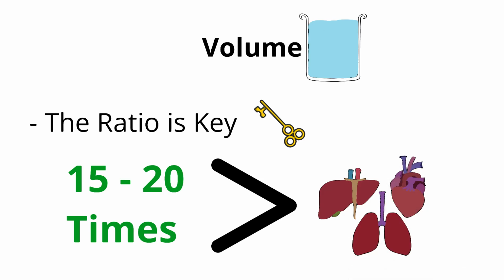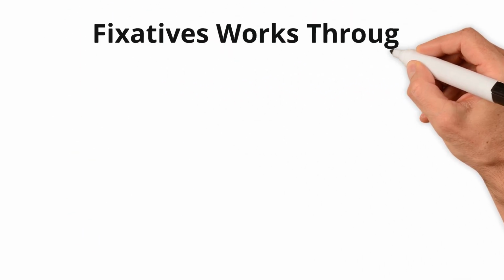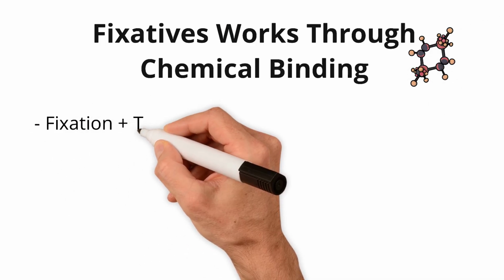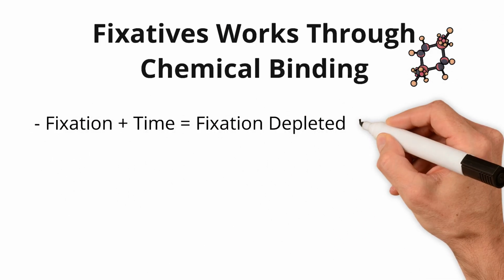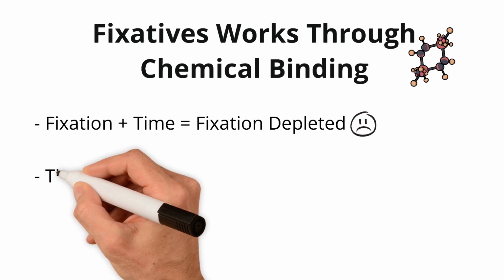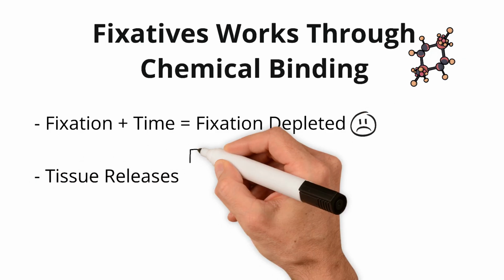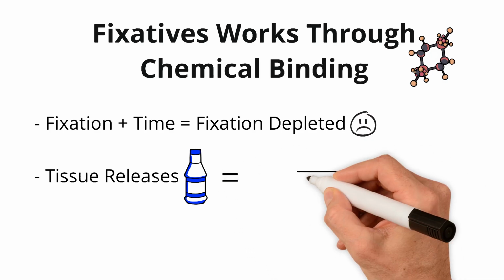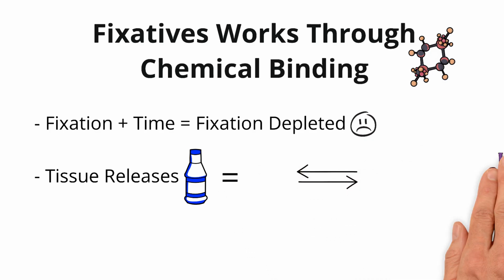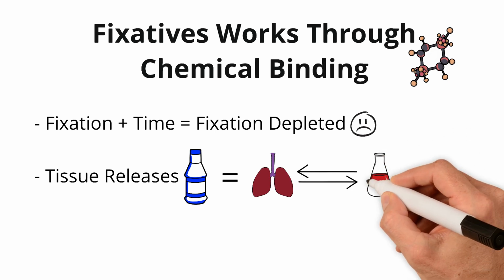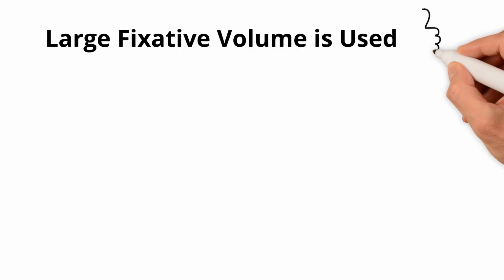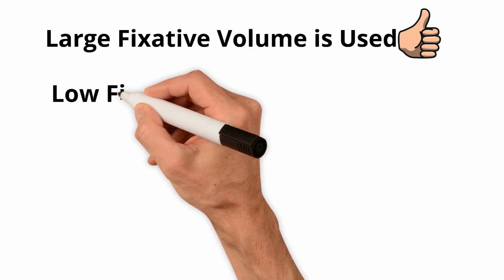Many fixatives work through chemical bindings to tissue components. So as fixation occurs, the fixative becomes gradually depleted. In addition, the tissue releases soluble substances like salts into the solution. This creates a two-way exchange between tissue and the fixative. If a large enough volume of fixative is used, this exchange does not significantly affect the fixative properties.